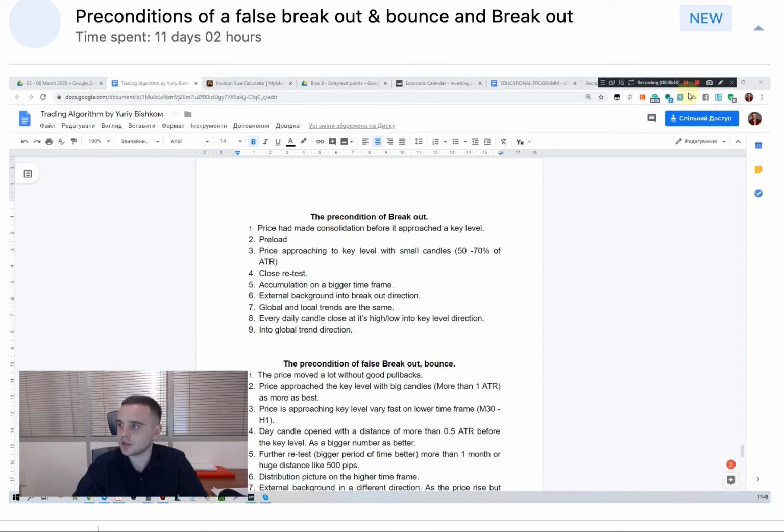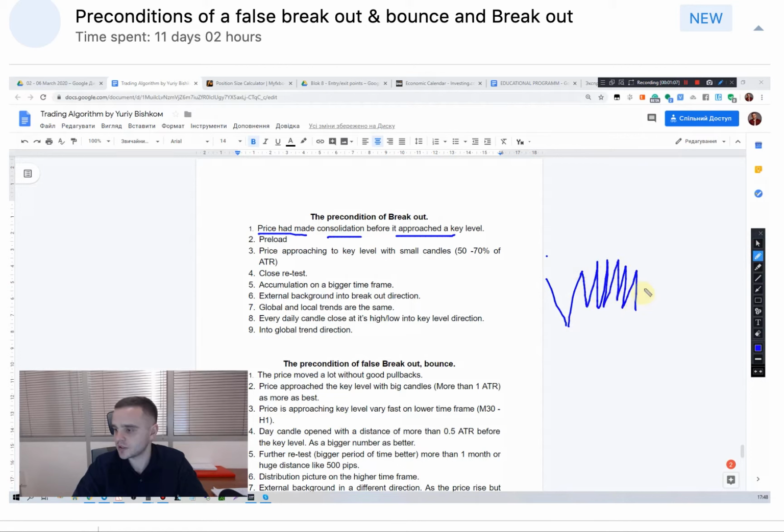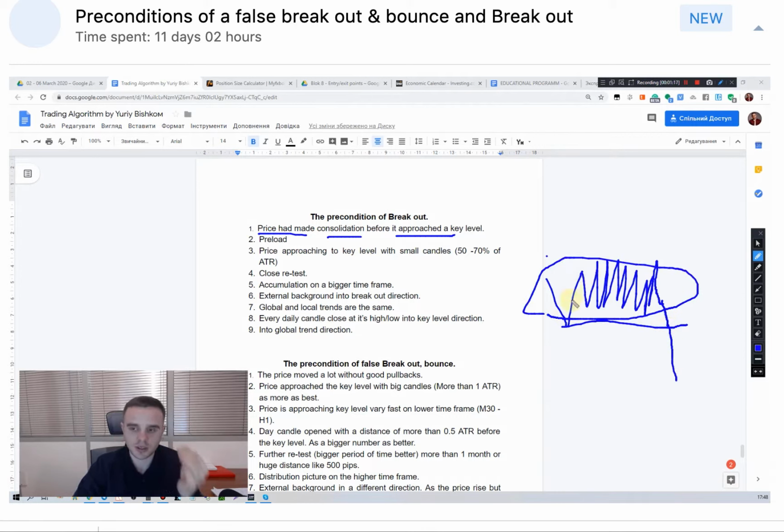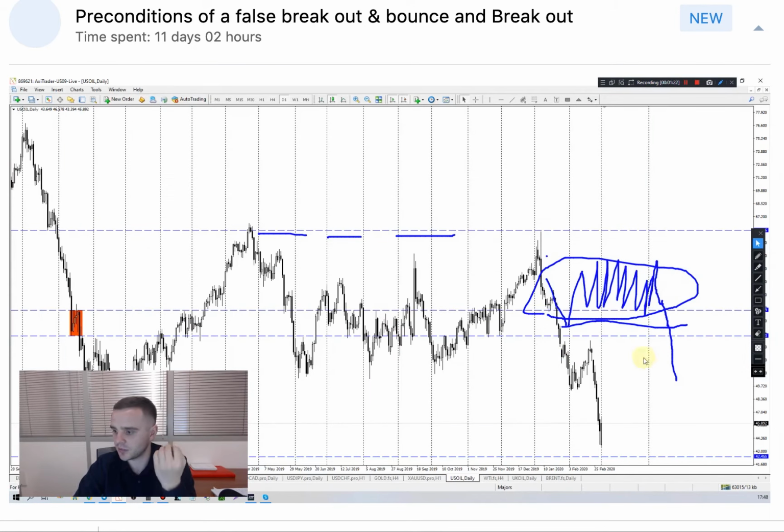Okay, friends. First, price made consolidation before it approached a key level. Example for you, like here, we had a key level. After that the price made accumulation, and when price approached this key level, there was a huge possibility of a breakout. Why? Because here big players could accumulate enough volume to drop the instrument. It's important to understand where big players accumulate the volume.